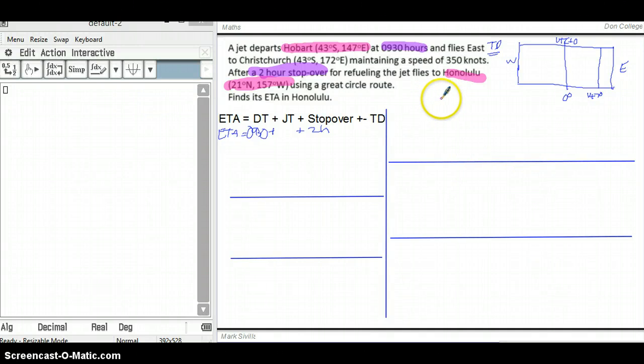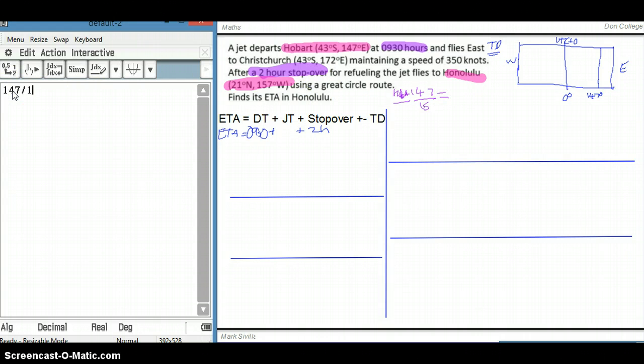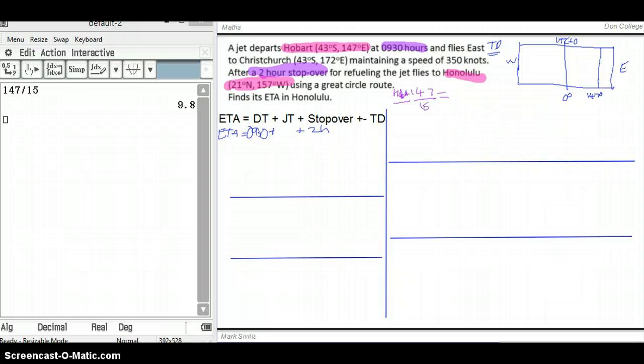So we have 147. This is Hobart. 147 divided by 15 gives us, well, it should be a little less than 10, 9.8. And we round to the nearest hour, as it says on our formula sheet. So this is going to give us UTC. Now it's going to be plus, because it's east, it's ahead, we're ahead of Greenwich here, so it's UTC plus 10. That's Hobart.